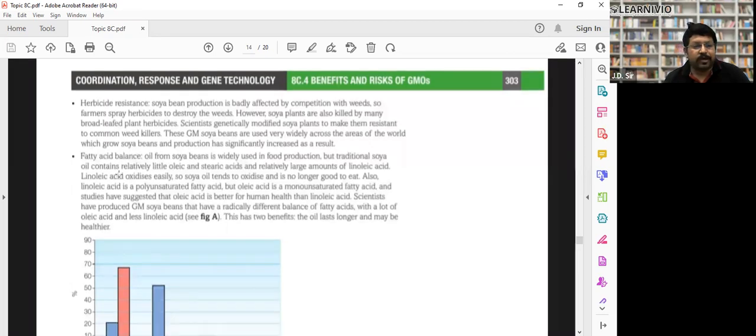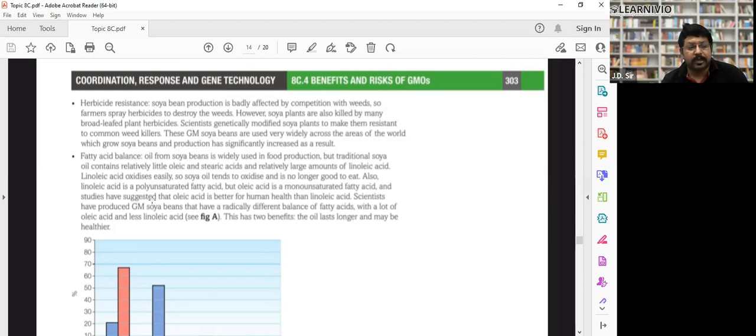Fatty acid balance: oil from soybeans is widely used in food production, but traditionally soya oil contains relatively little oleic acid and stearic acid. It contains a relatively large amount of linoleic acid, which is one of the acids important for our body. Linoleic acid oxidizes easily, so soya oil tends to oxidize and is no longer good to eat. Means if it is not oxidized for a longer time, it is very good to eat, right? It won't produce a bad odor.